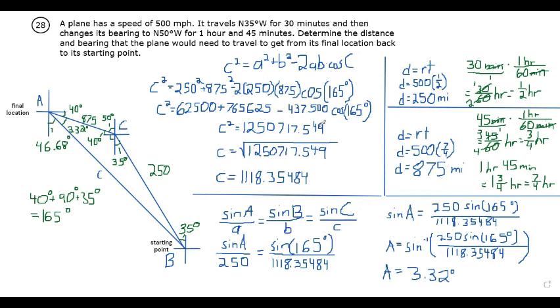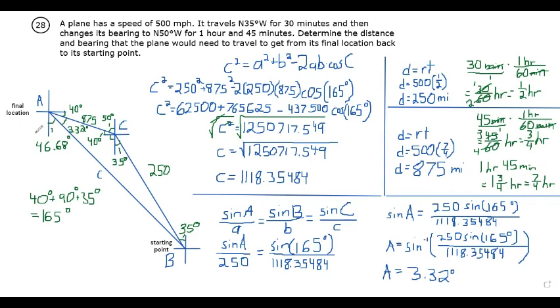Now, if we want to find the value of C, then we'll need to cancel out this square. And we can cancel this out by taking the square root. So now we have C is equal to the square root of that same value. And if we find the square root of that, we get C is equal to 1,118.35484. All right. So now we know what this particular side is of the triangle.